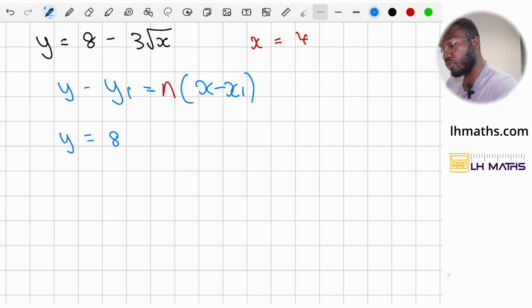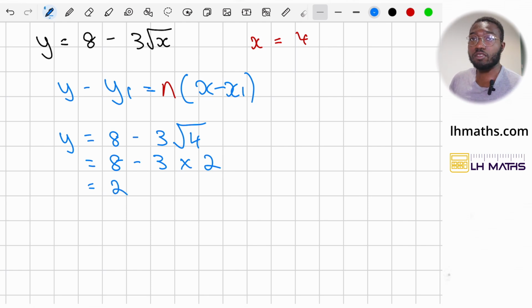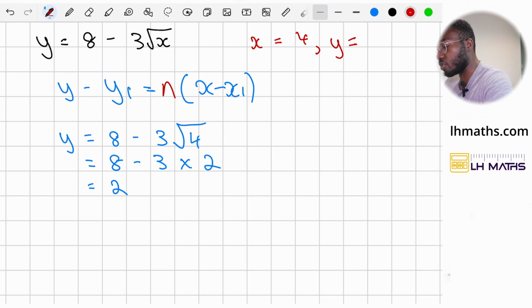So y is equal to 8 minus 3 times the square root of 4. Square root of 4 is 2. So it'll be 8 minus 3 times 2, and that will be 2. Remember BIDMAS, do your multiplication first before your subtraction. So now we know that y is equal to 2.